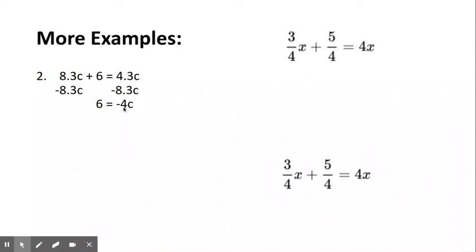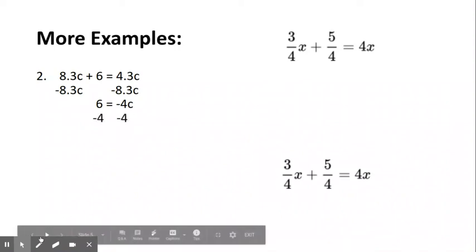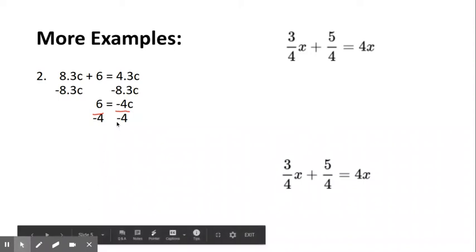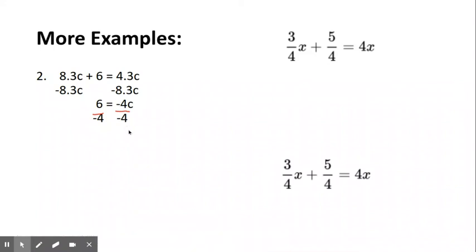And then our last step, this is multiplication, so I want to divide, grab my pen, divide by that negative 4 on both sides. Now, when I go to do that, negative 4 divided by negative 4 equals 1c, or just c. So those negative 4s cancel out. On the other side of the equation, 6 divided by negative 4. What is that? You might notice you can't divide 6 by negative 4. So what that means is our variable c is not going to be a whole number. It's going to be a fraction or a decimal.